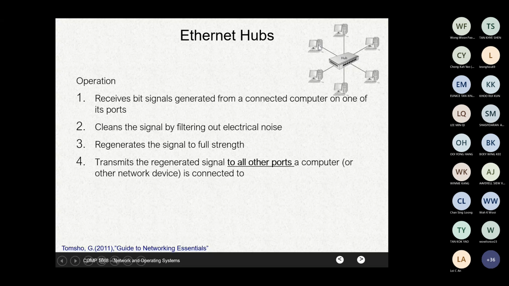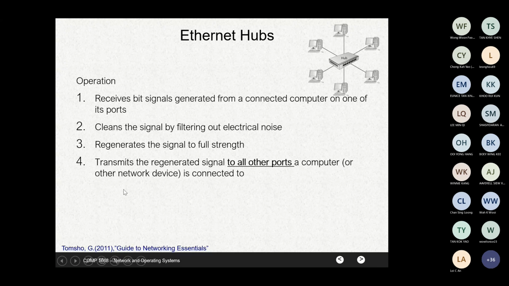That's why the hub now plays multiple roles. One, connecting all the devices together, and at the same time checking the length. If it is more than 100 meters, the hub has to regenerate the strength of the signal. Then it transmits the regenerated signal to all ports of a computer.